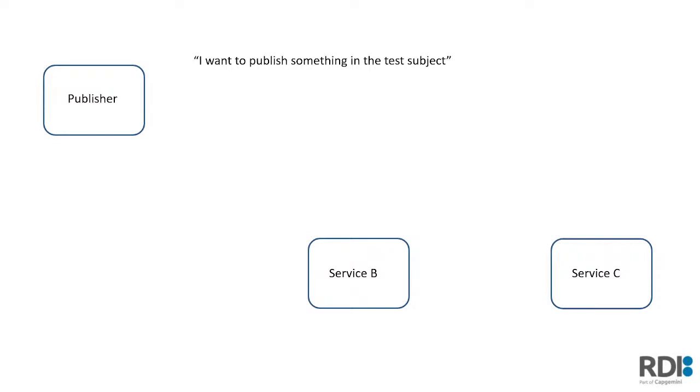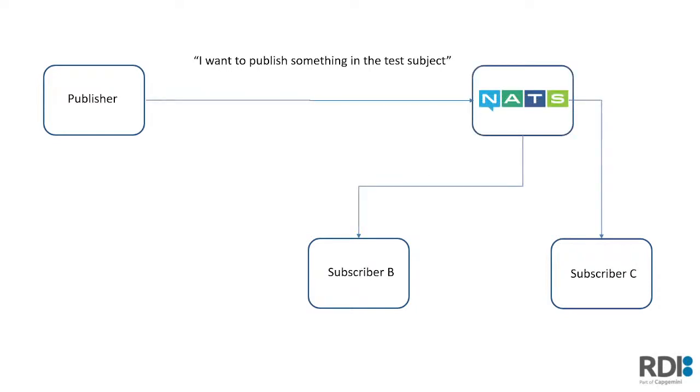With NATS, we have this architecture. All the services are connected to NATS. They don't have a connection with each other. And as I said, it's based on subject. So the publisher publishes something in the test subject, and any service which is interested in the subject needs to subscribe to this specific topic. And now we have all services communicating with each other, which is what we were looking for when we talk about distributed systems.